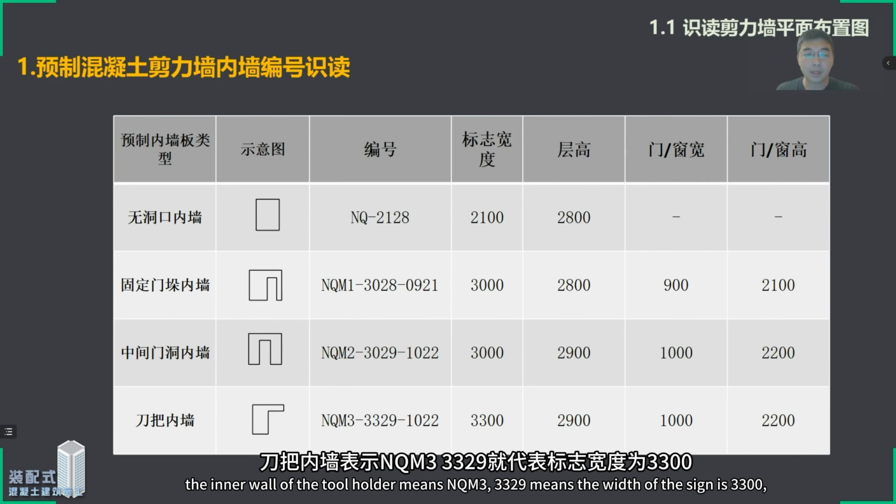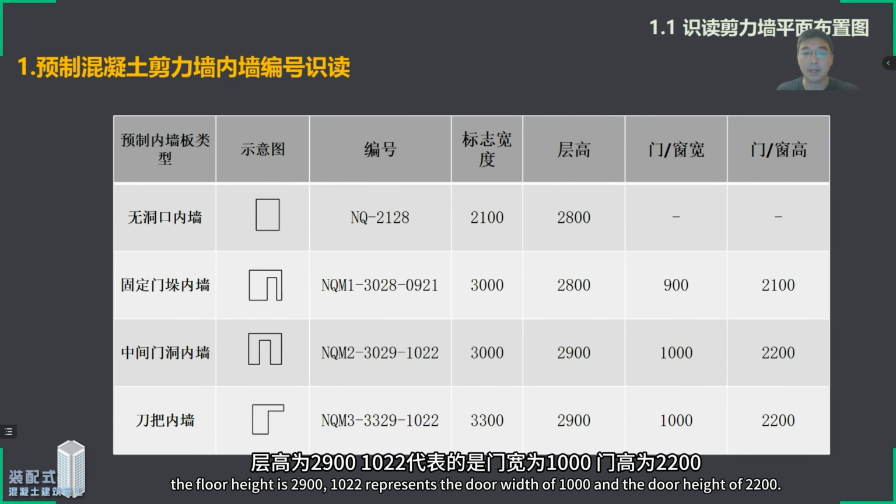The inner wall of the tool holder means NQM3. 3329 means the width of the sign is 3,300. The floor height is 2,900. 1022 represents the door width of 1,000 and a door height of 2,200.